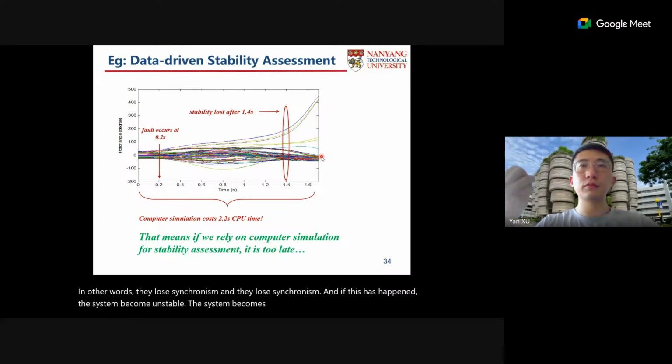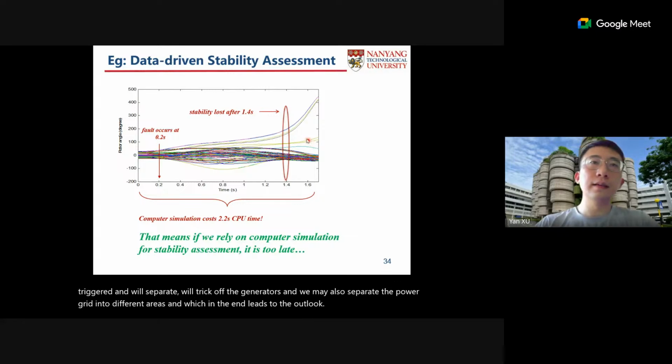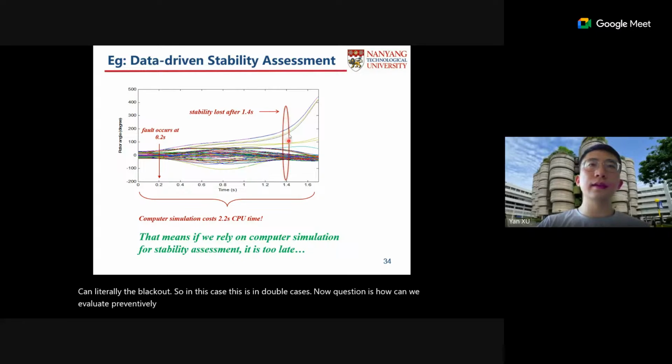The protection system will be triggered and will trip the generators, and we may also separate the power grid into different areas, which in the end leads to the outage, leads to the blackout. So this is an unstable case. Now, the question is, how can we preventively evaluate this instability?